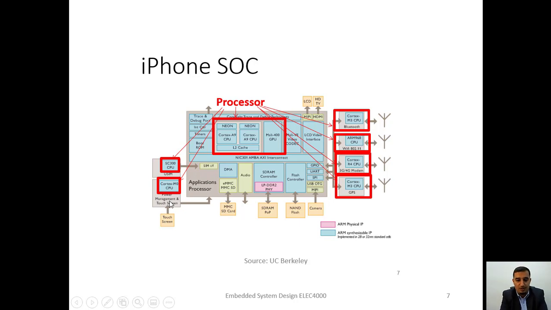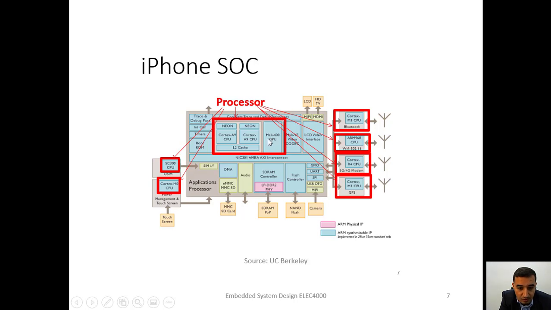Now, if you look at the processors, you have a processor for the USIM, for the SIM card. You have a processor for the power management and touch screen. You have a processor for GPS. You have a processor, which is Cortex R4 CPU, for the 3G and 4G modem. You have a processor for the Wi-Fi. You have a processor for the Bluetooth. And you have the main processor, which is connected to the whole computer.